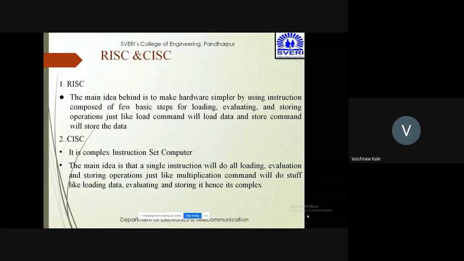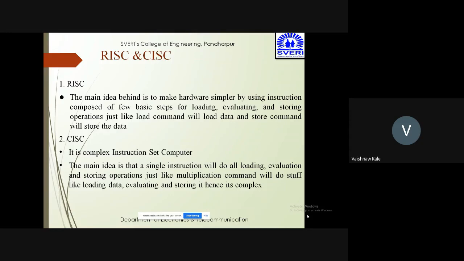It makes the hardware simple for the instruction. But in case of CISC, what happens is that it's a complex instruction set. That means if a single instruction is given, it will not only load and evaluate, but also store the operation. Just like a multiplication command will do the stuff of loading the data, evaluating the data, and storing it, and hence it is complex. So RISC makes the hardware simpler, whereas CISC will make it complicated.